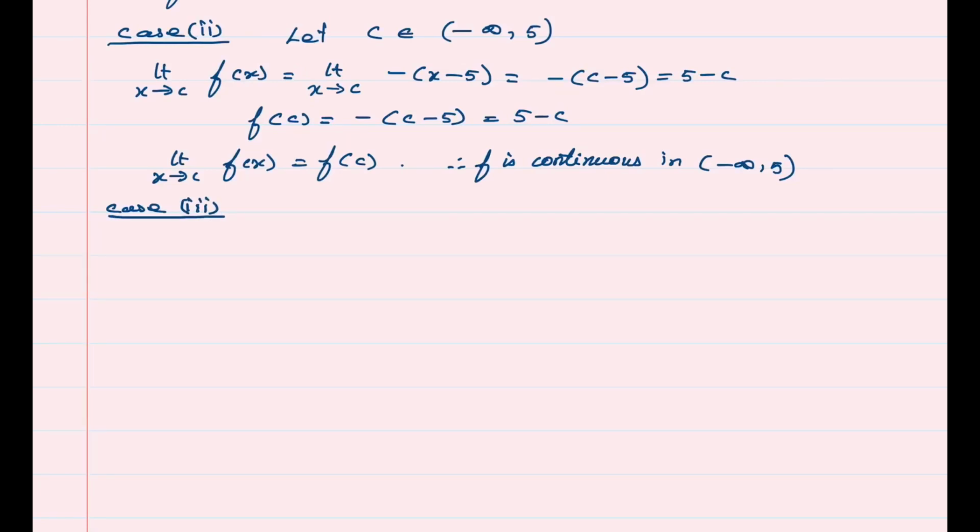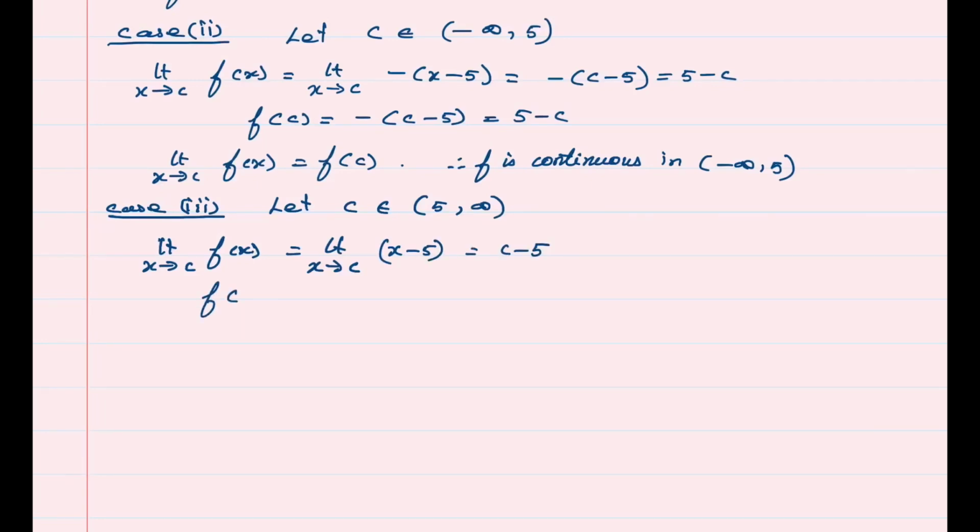Now, we will check for all real values which are greater than 5. Let c belong to 5 comma infinity, open interval. Limit extending to c of f of x equal to limit extending to c of, here c is greater than 5. We will use greater than 5 definition, which is x minus 5. The answer is c minus 5. F of c, again we will be using greater than 5 definition, which is c minus 5.